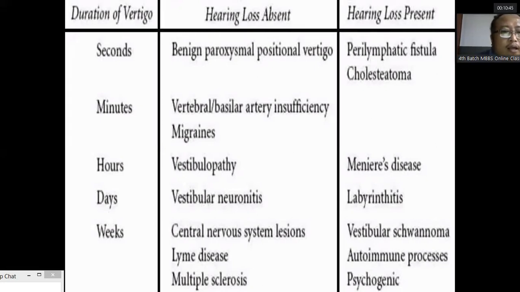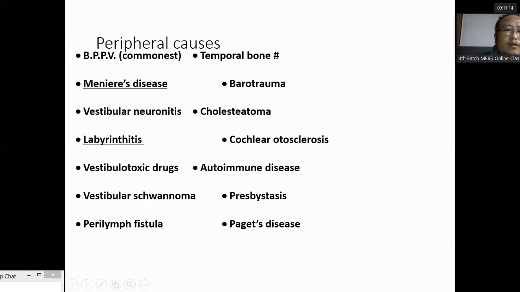Okay, and it goes for hours. Meniere's disease can be discussed further with the patients, and also meningitis, labyrinthitis. If it goes for weeks, the majority of cases are due to central nervous system diseases, and these are the few cases of peripheral as we have discussed earlier.